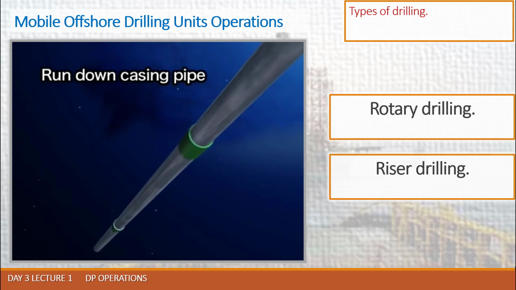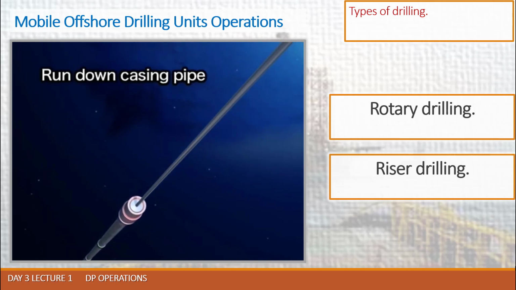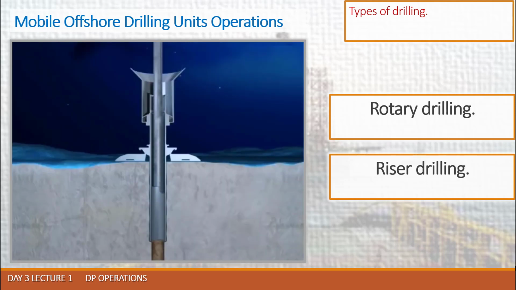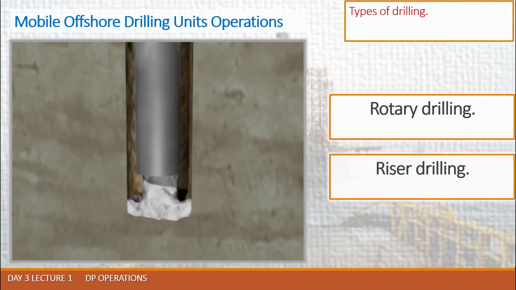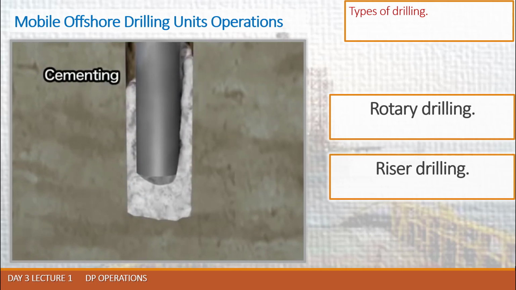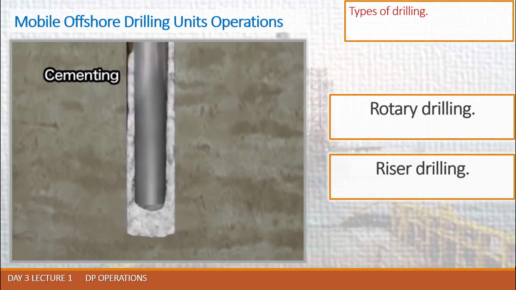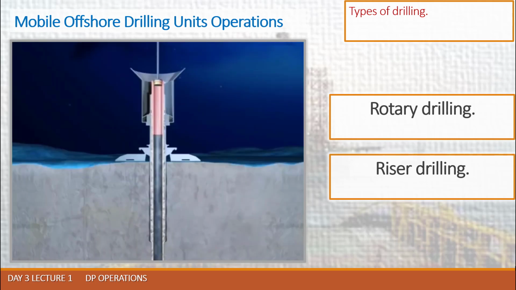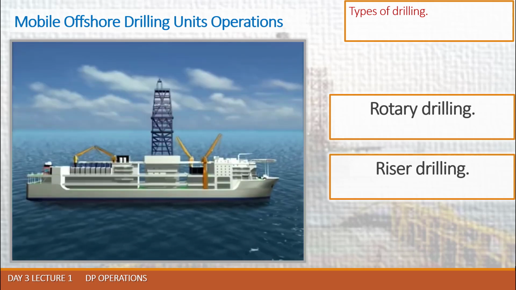A casing pipe, about 50 centimeters in diameter, is set into the drilled hole to keep it from collapsing. The casing pipe is run down through the conductor pipe and is inserted into the hole using the drill pipe. Cement is pumped into the space between the hole and the casing pipe to fix the pipe in place. After cementing, the drill pipe is released and pulled back to the vessel.